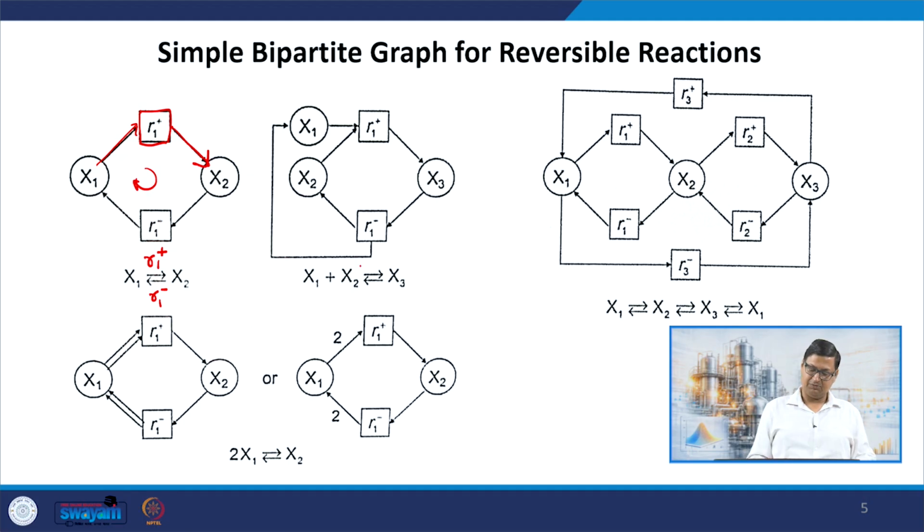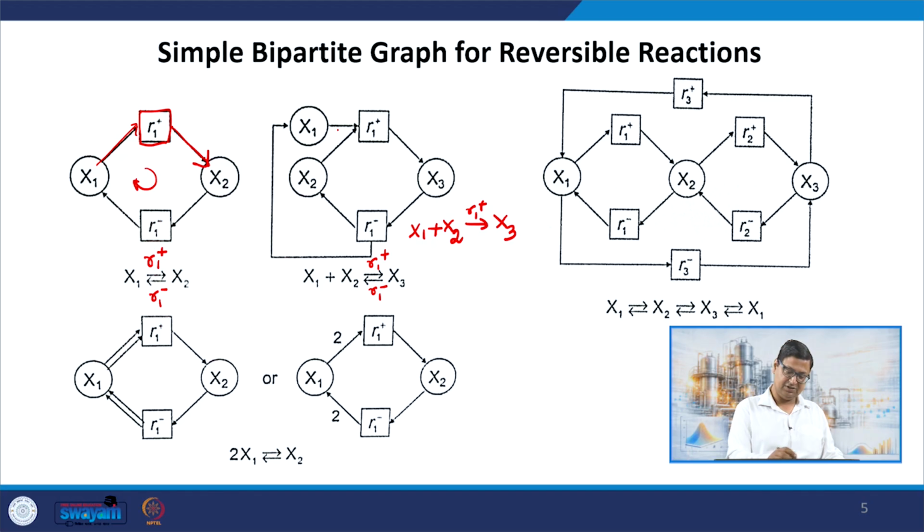I can also have something more complicated like x1 plus x2 giving rise to x3. And again, I can write the forward reaction as R1 plus and the backward reaction as R1 minus. Now the forward reaction is x1 plus x2 giving rise to x3, and that is right here. So x1 comes from here, x2 comes from here, participate in the first reaction in the forward direction and form the product x3.